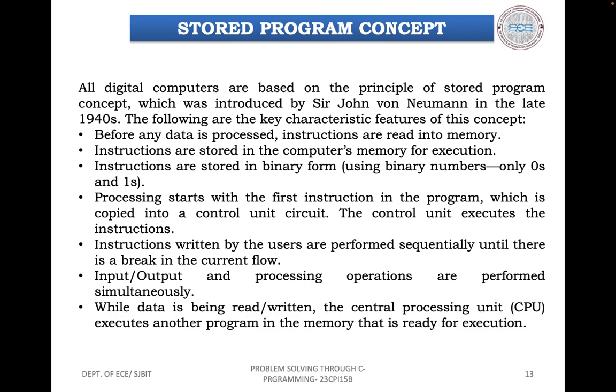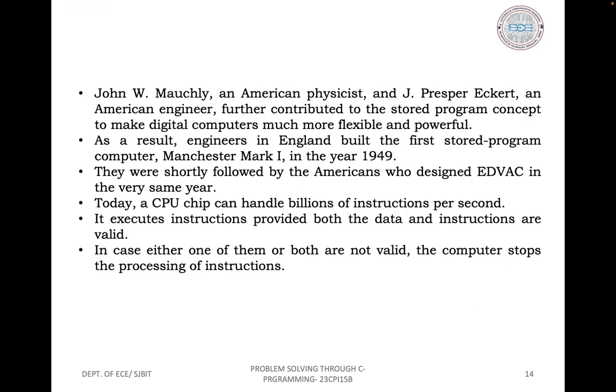Processing starts with the first instruction in the program, which is copied into a control unit circuit. The control unit executes the instructions. Instructions written by the users are performed sequentially until there is a break in the current flow. Input or output and processing operations are performed simultaneously. While data is being read or written, the central processing unit, which we call the CPU, executes another program in the memory that is ready for execution.